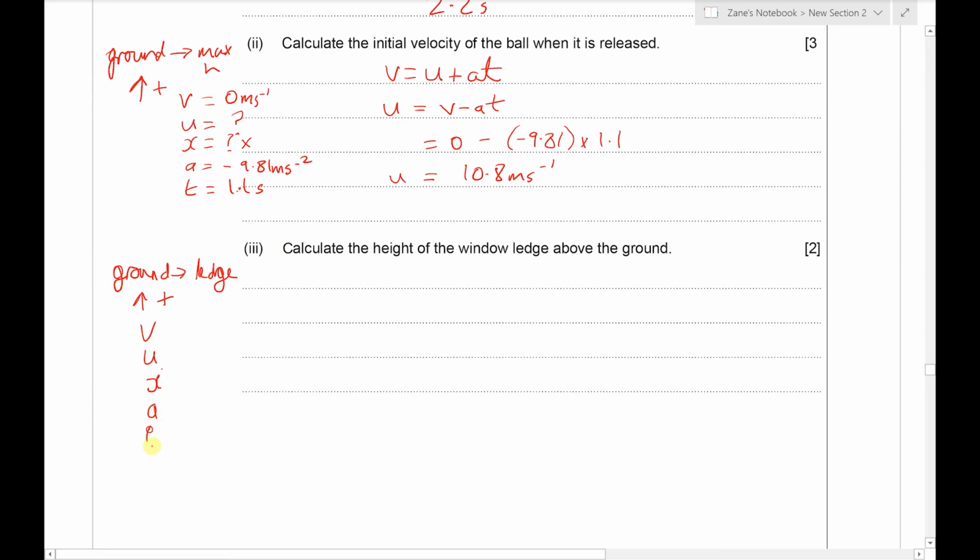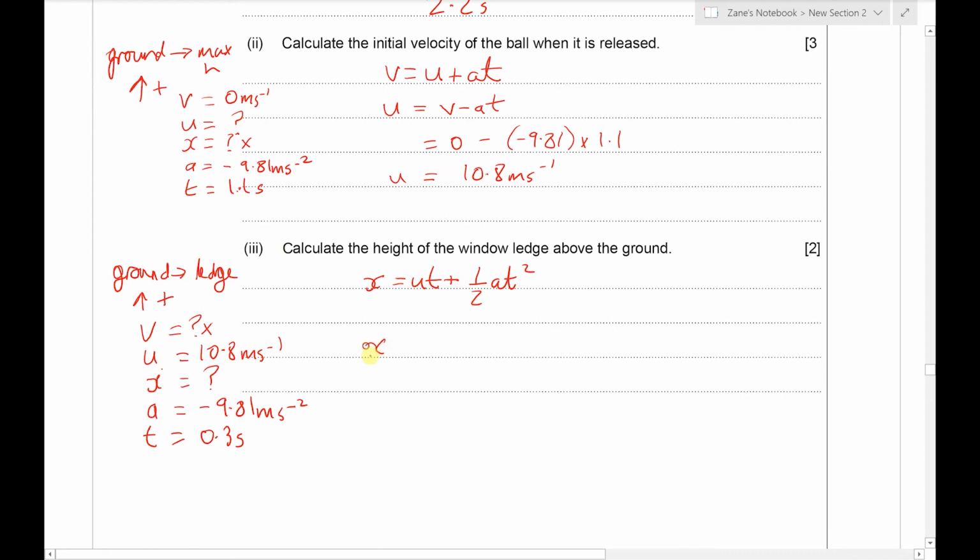Let's have a look what we can put in for our letters. Well, the time to the ledge was 0.3 seconds. That was given to us in the question at the start. The acceleration is still minus 9.81 meters per second squared. X is what we're trying to find. U is the 10.8 meters per second that we worked out in the previous part of the question. And V is an unknown that we're not actually interested in for this part of the question. The equation without V is x equals ut plus a half at squared.